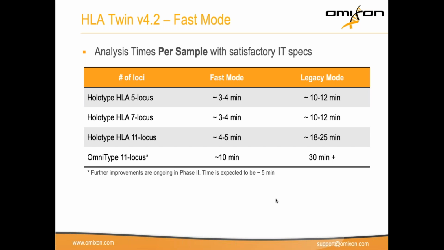Now, it is important to remember that certain improvements are still ongoing in the phase 2 of the OmniType EAP, and the ultimate goal is to reach a time that is comparable to the holotype HLA analysis time, which is 5 minutes or less. So all of this work is still ongoing.